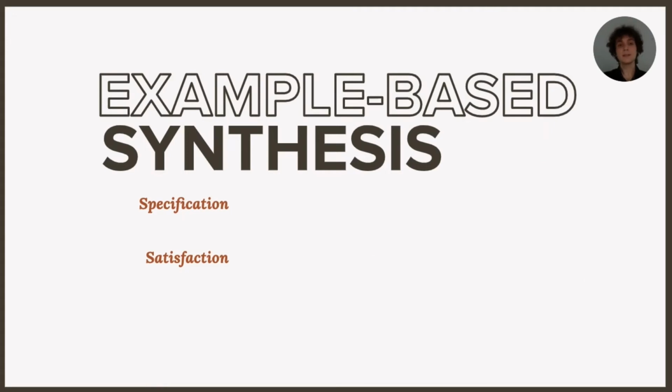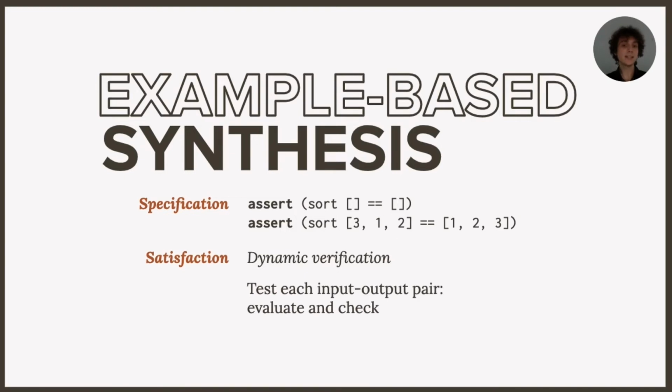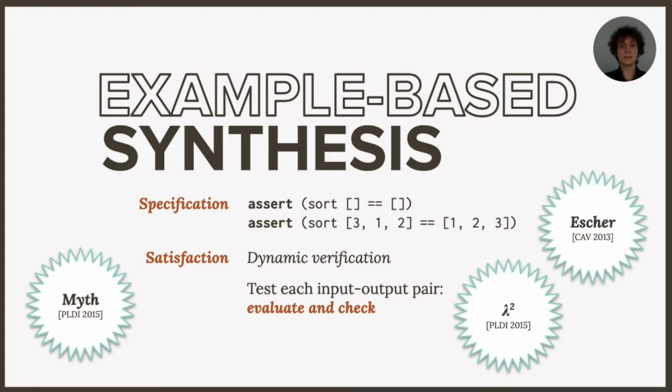In example-based synthesis, specification takes the form of input-output examples. Here, I've asserted that sort of the empty list is the empty list, and that sort of 312 is 123. Satisfaction will now take on the form of dynamic verification. So what we'll need to do is we'll need to test each input-output pair. We'll need to evaluate and check. And the keywords on this slide are evaluate and check. We'll definitely be returning to that later. So some really great example-based synthesizers that have come out include Myth, Escher, and Lambda Squared.